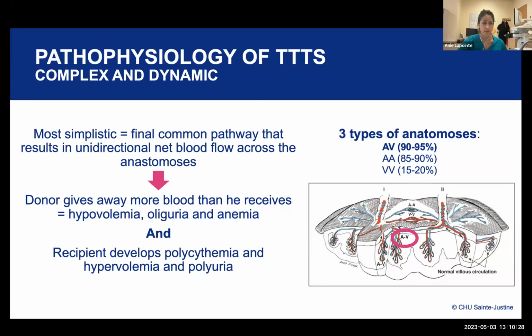Arteriovenous anastomoses are deep and can be donor to recipient or recipient to donor, and typically both types coexist. These anastomoses are usually multiple and overall balanced in both directions, so that TTTS does not occur. The syndrome will occur when the net flow across these multiple arteriovenous anastomoses favors a donor to recipient direction.